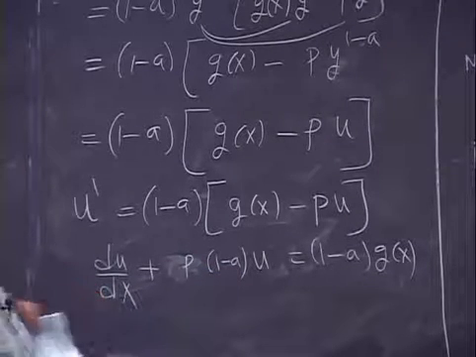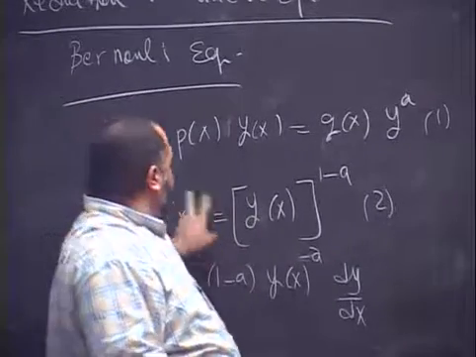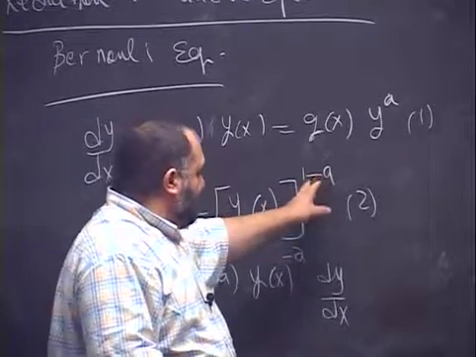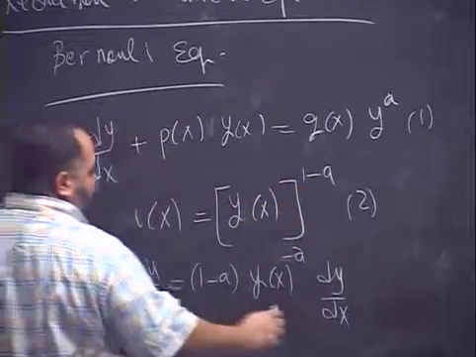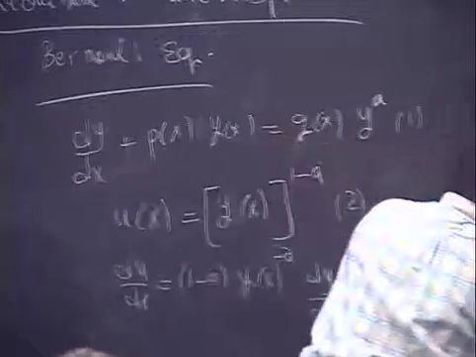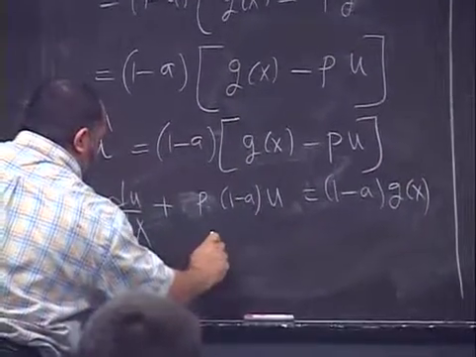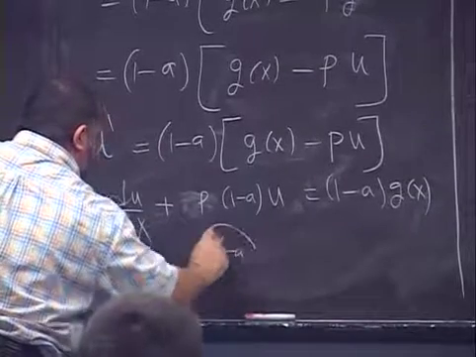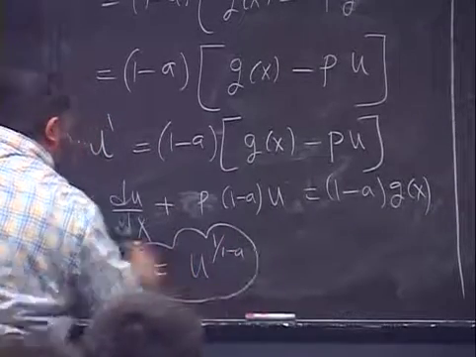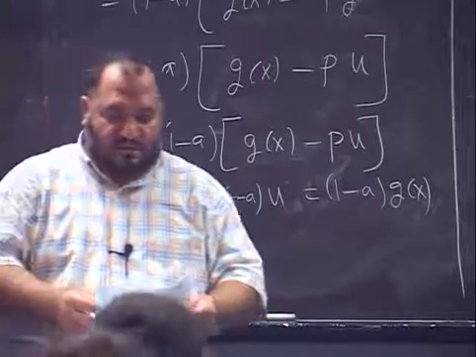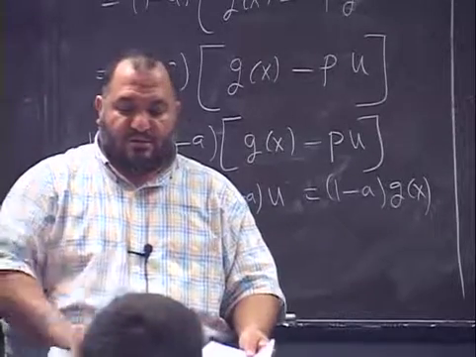Then you will solve it and you will get u. Then you will come back here, you've got u of x. So you will take the root of this, y equal to u to the power of 1 over 1 minus a. So once you solve for u, you will go back and solve for y. Does that make sense for you guys?